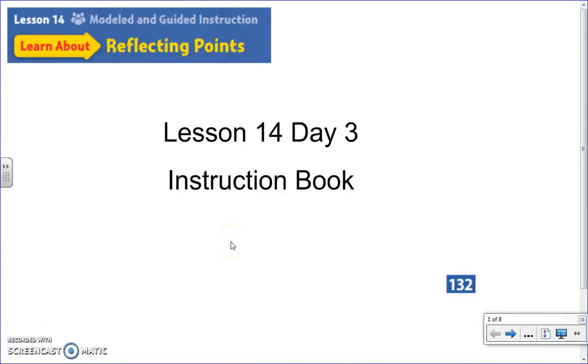Alright, this is Mr. Gillum, and today we're going to be looking at reflecting points. This is our instruction book at page 132.